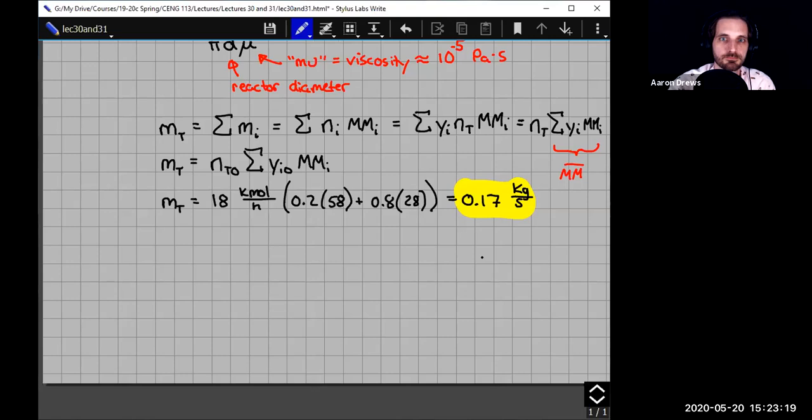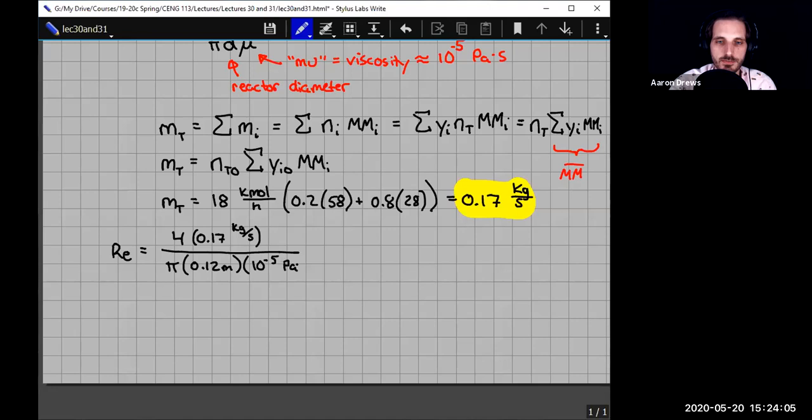And then if we needed to calculate our Reynolds number, just be careful with the units, right? Our Reynolds number, if we were going to write everything in a consistent set of units, would be 4 times 0.17. This is kilograms per second. 4 has no units on it. Pi has no units on it. The diameter that we have is the diameter of the pipe, so in meters, this will be 0.12. And then times the viscosity. Let me add the units on there. I don't want to forget the units. 0.12 meters times our viscosity, which is 10 to the minus 5 Pascal seconds.